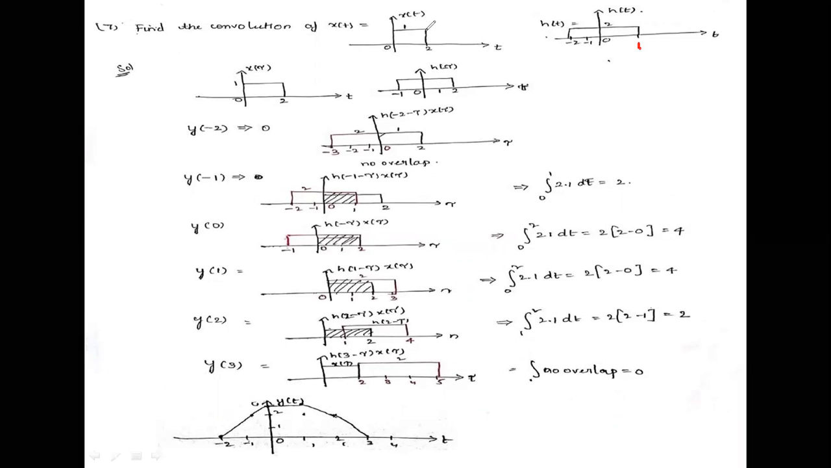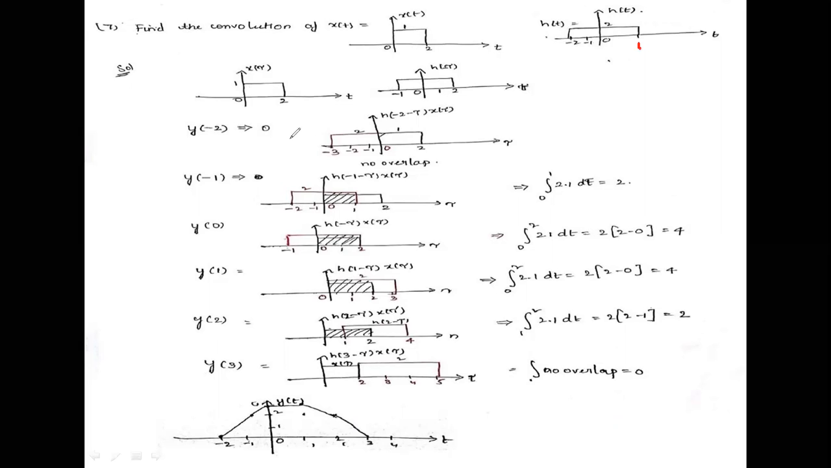Then take the same value. X of tau is equal to 0 to 2. H of minus tau means the negative real axis will go to the positive real axis, and the positive real axis from minus 1 to 0, and 0 to 2 will go accordingly. Okay. Now see where the overlapping occurs. 0 to 2 is where overlapping occurs.